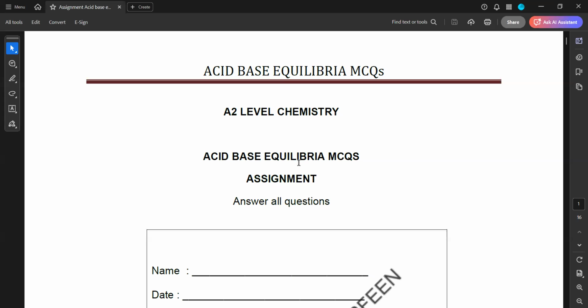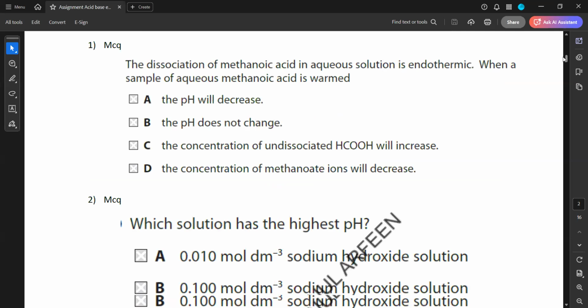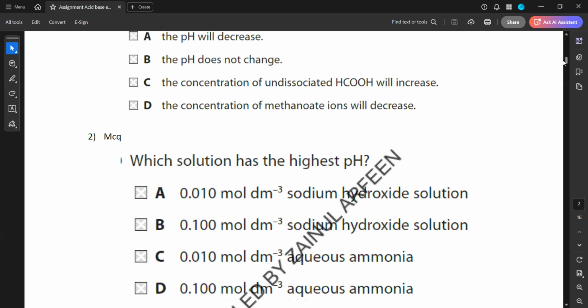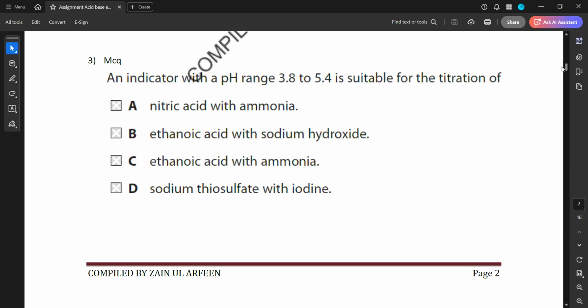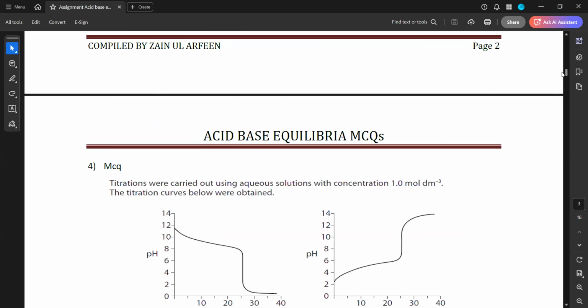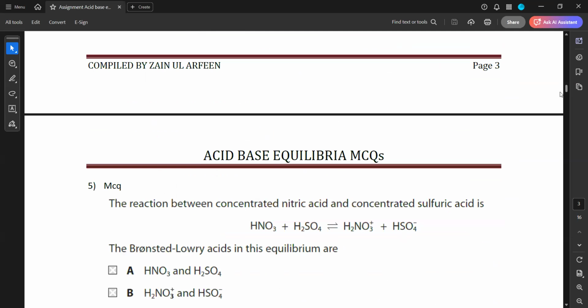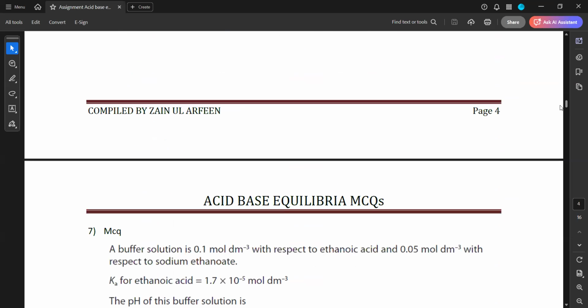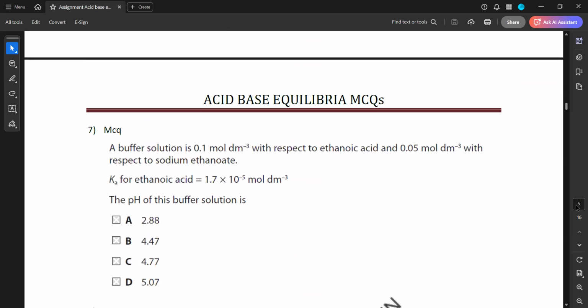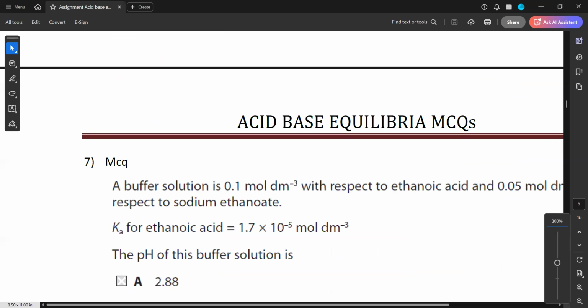MCQs related to acid-base equilibria. We did some of the questions. We'll now do questions specifically related to the buffer. Question 7.